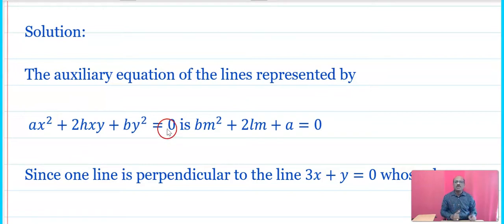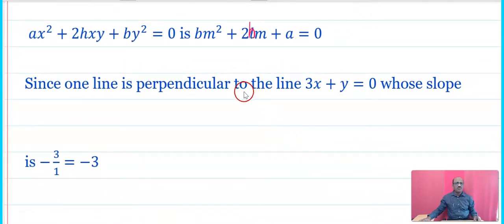After this, our auxiliary equation must be written. Its equation is bm square plus 2hm plus a equals 0. Since one of the lines is perpendicular to the line 3x plus y equals 0, that is, one of these lines is perpendicular to this line, then what will be the slope of that line? The minus and reciprocal of this line, which is 3x plus y equals 0.